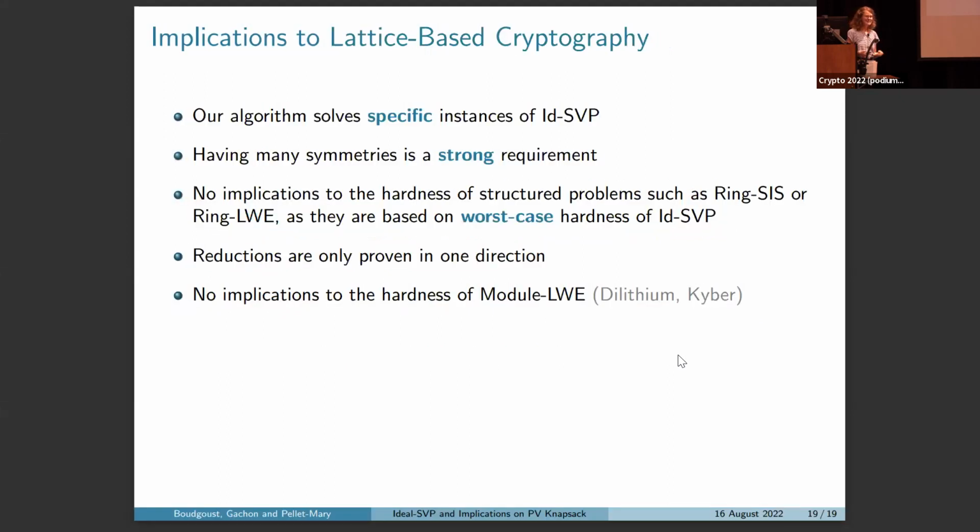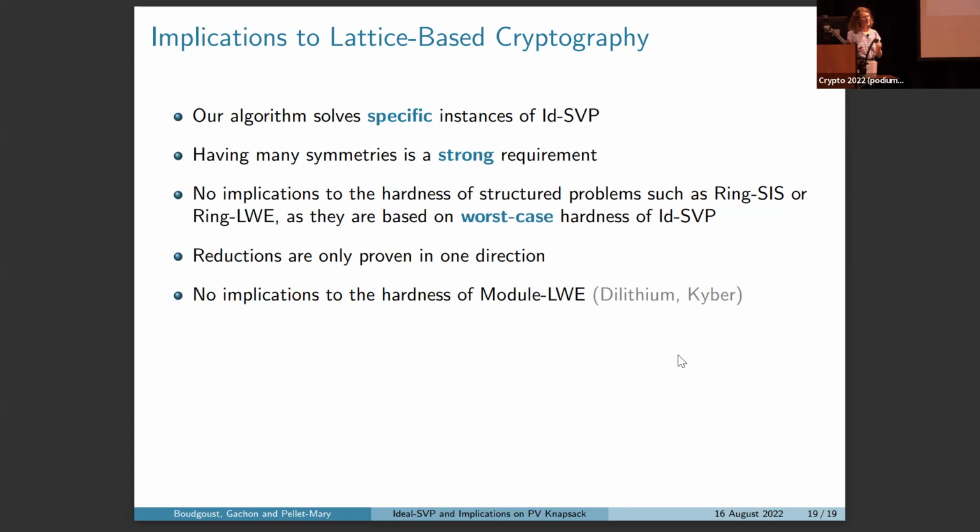And last but not least, what are the implications for lattice-based cryptography in general? I already said it, but I want to stress it again. Those attacks are only for very specific instances of the ideal shortest vector problem. And having many symmetries seems a very strong requirement and very unnatural for an ideal lattice to have. And so there are no implications to the hardness of structured problems like the ring shortest integer solution or ring learning with errors problem, because they are based on the worst case hardness of ideal shortest vector problem. So they assume the hardness of the hardest instance and not on specific instances.